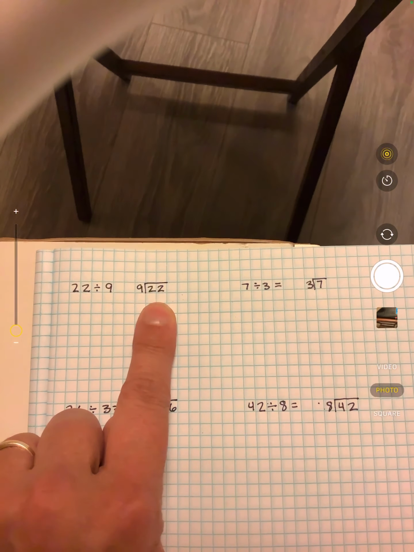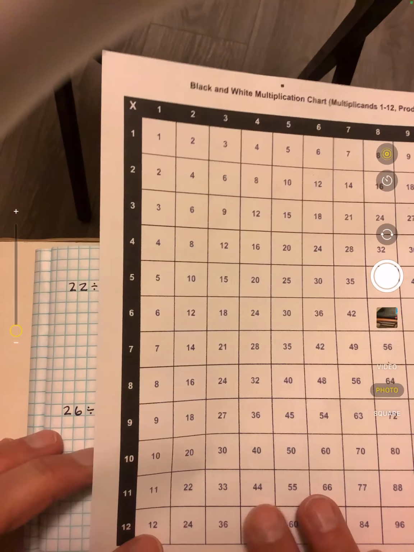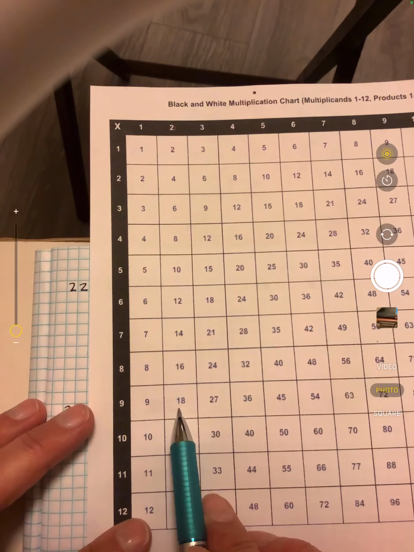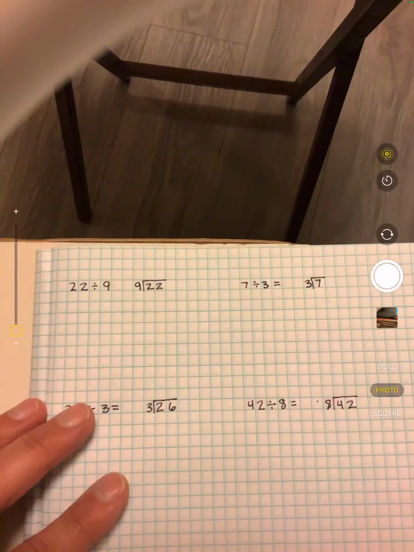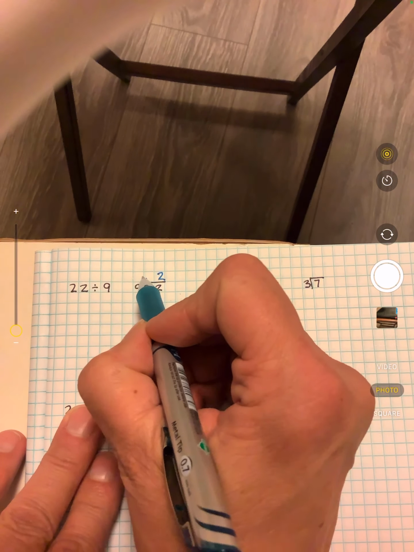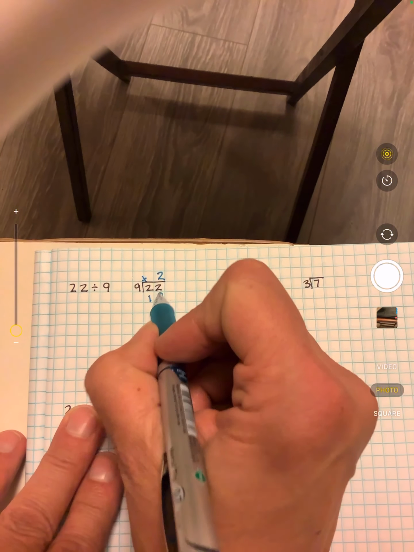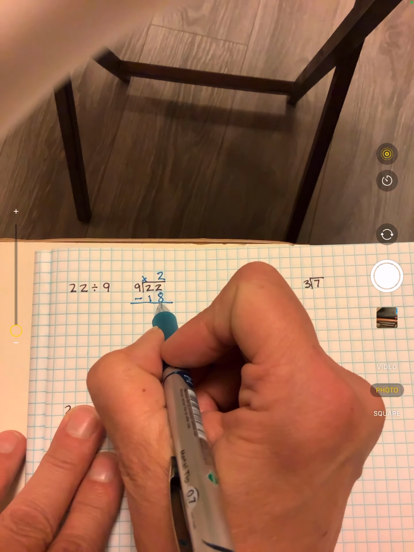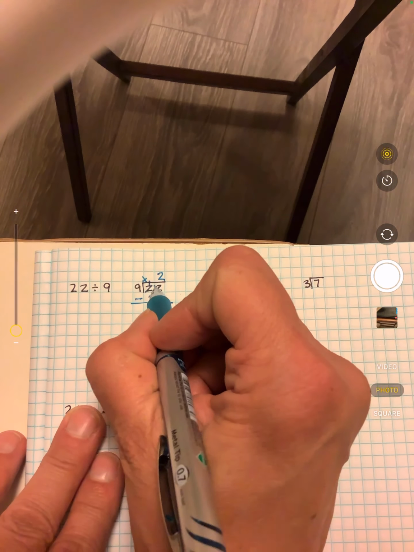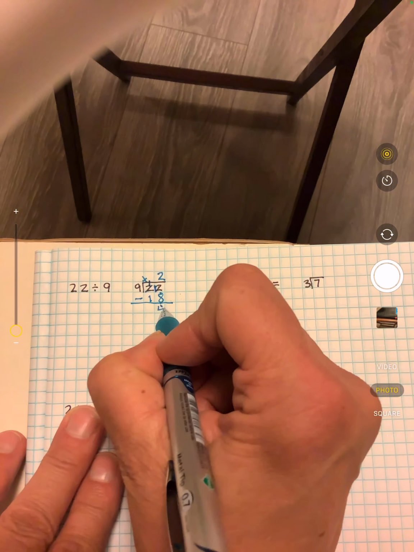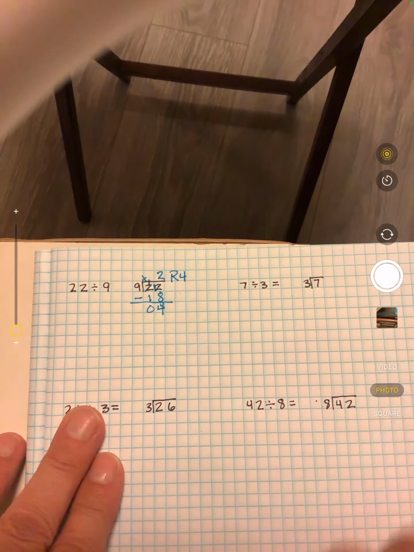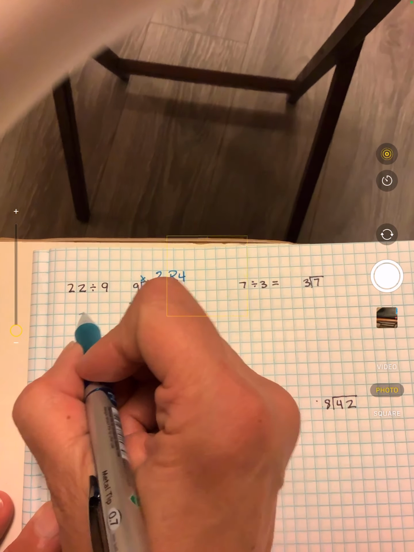22 divided by 9, okay? We're going to go across our 9s and get as close to 22 without going over. 27 is more than 22, so we back it down and we get 2. I put the 2 up here. 2 times 9 is 18. After we multiply, we subtract. 2 minus 8, I can't do that. I have to borrow from the 2 here. That becomes 1. Now I have 12 minus 8. That's 4. And that's 0. So 2 remainder 4. I can go like this.